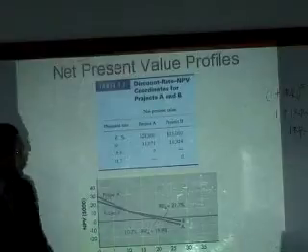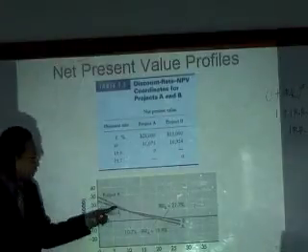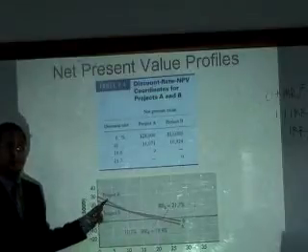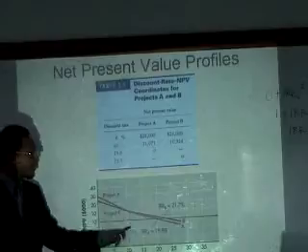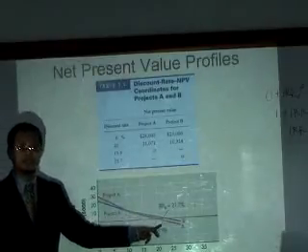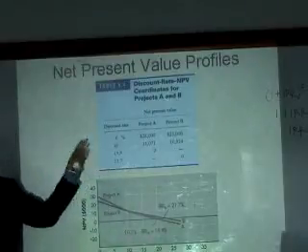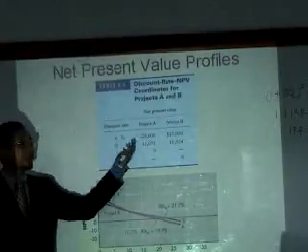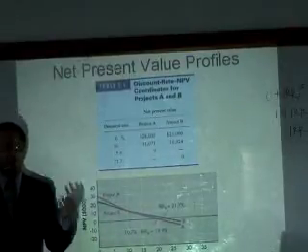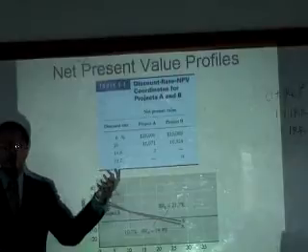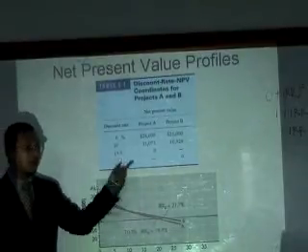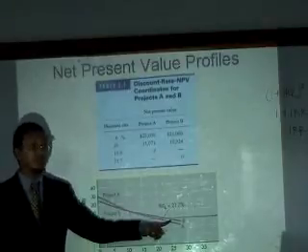Now if you look at this graph, project A before 10.7% is better than project B. After 10.7%, project B is better than project A. And that's why sometimes when you calculate using NPV and also IRR, you have different results. When you calculate NPV, you accept project A. But when you calculate using IRR, you accept project B.